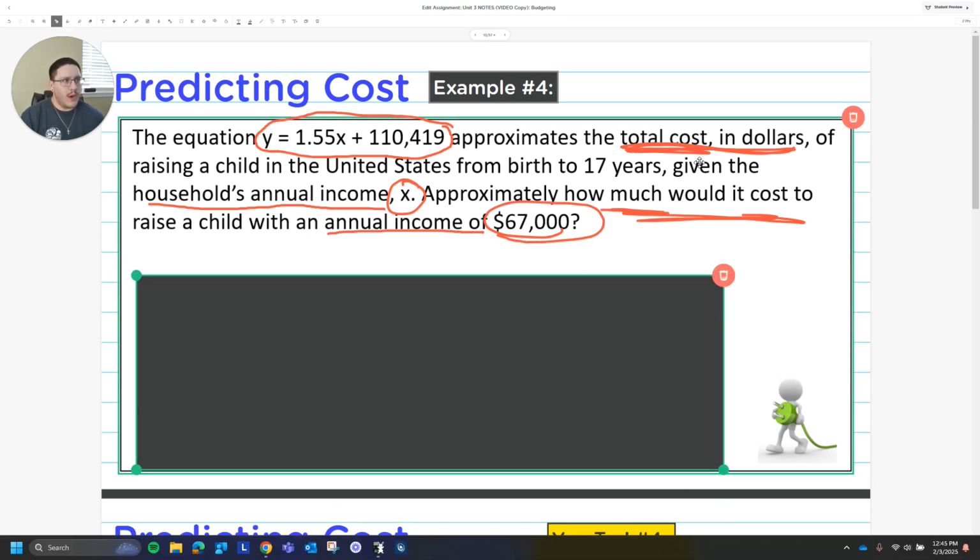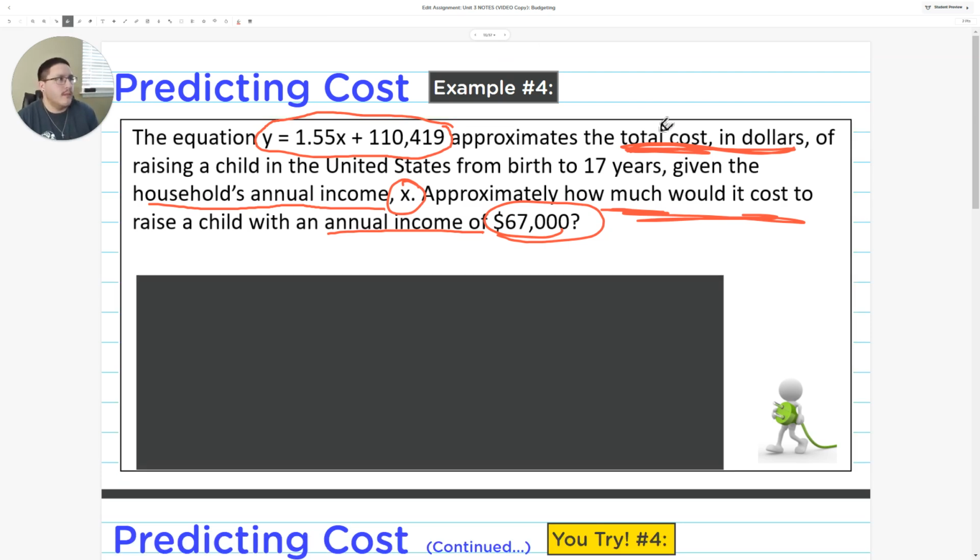So Y represents the total cost in dollars to raise a child in the United States, given the household's annual income X. So X represents the income. Approximately how much would it cost to raise a child? So how much would it cost is the Y value. We don't know what the Y value is, but we are given the annual income of $67,000, and X represents the household's income. So X is over here.